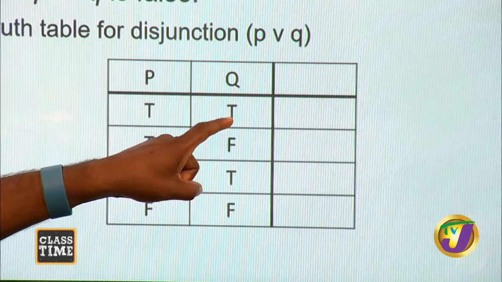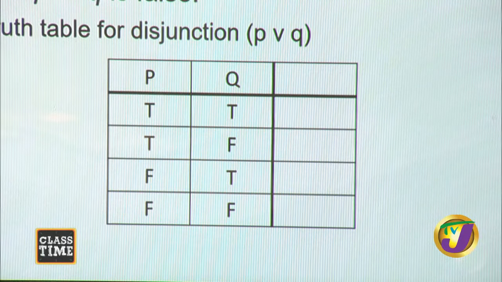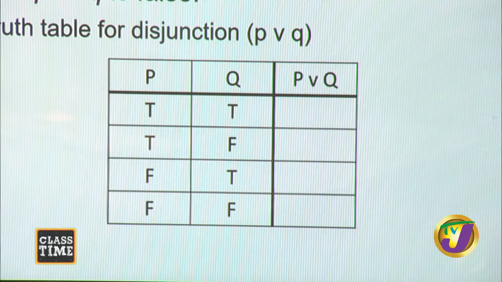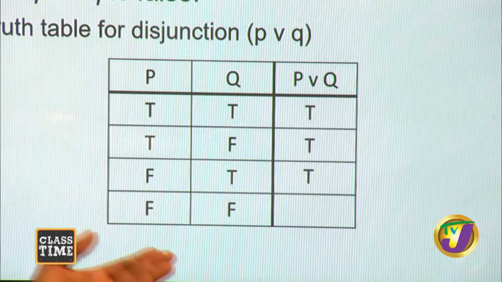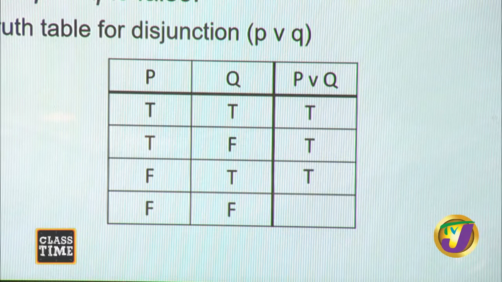So look at this. P is true, Q is true. Hence, your truth value will be true. Looking at the other one, P is true, Q is false. You still get a what? True. And look again, P is false, Q is true. You will still get a true. And of course, as we said before, it is only false when both of them are false. And that would be your truth table for disjunction.